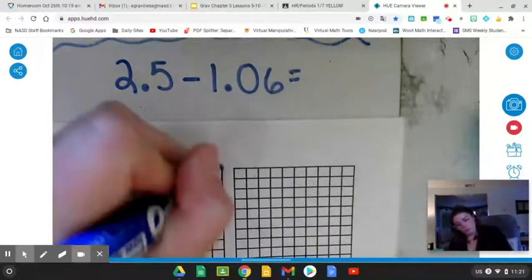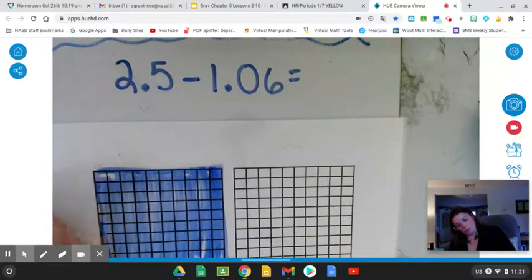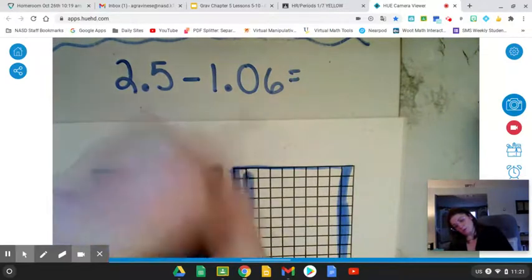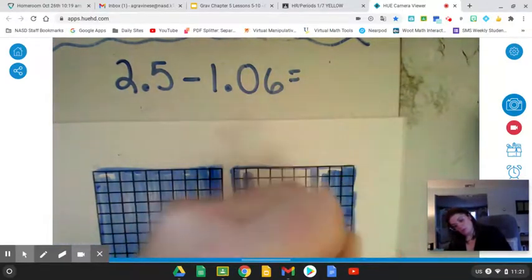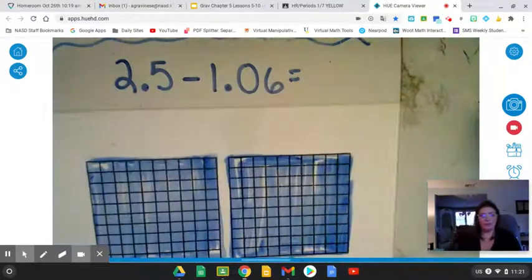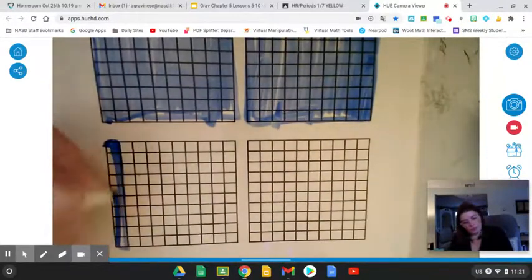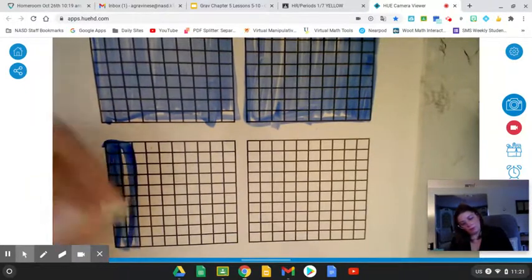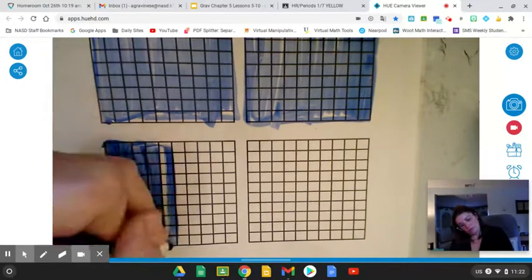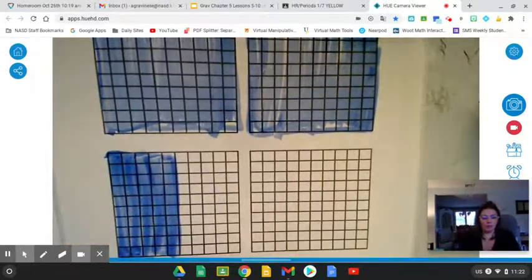So I have 2 wholes. There's 1 whole. There's 2 wholes. And then I need 5 tenths. There's 1 tenth, 2, 3, 4, and 5. Okay, so there is 2 wholes and 5 tenths.